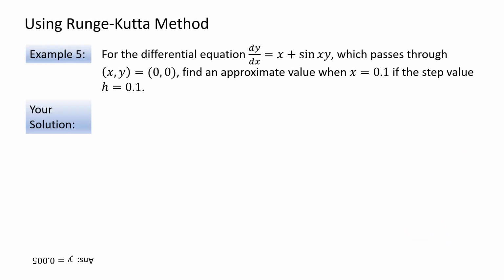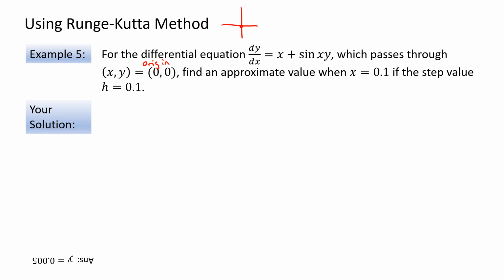So let's look at an example. For the differential equation dy by dx is equal to x plus sine of xy, it passes through the point (x, y) equals (0, 0), in other words, the origin. Okay, thinking of our Cartesian coordinates. Find an approximate value when x equals 0.1 if the step value is h equals 0.1.